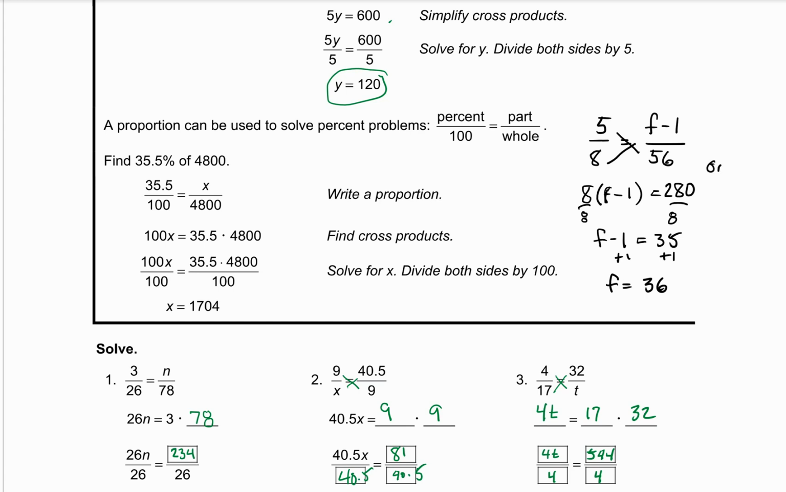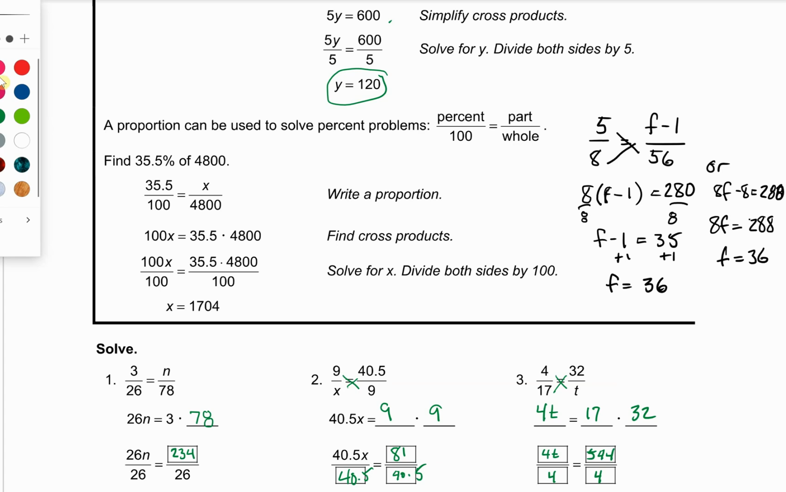You could also distribute. So I could do 8f minus 8 equals 280. That'll give me 8f equals, I'm sorry, 280. Add 8, you get 288. And then divide, and you would still get f equals 36. So if you have an expression instead of just a variable, you're going to have to work it out that way.